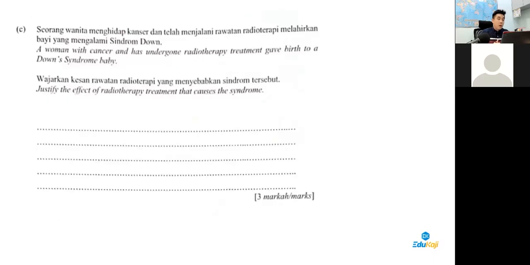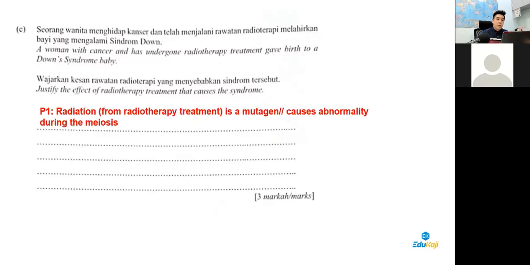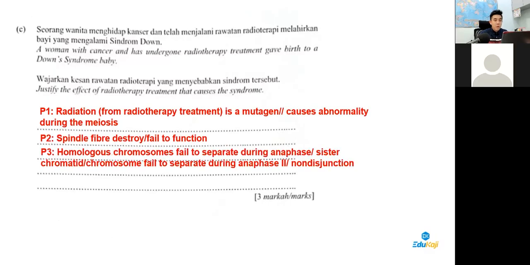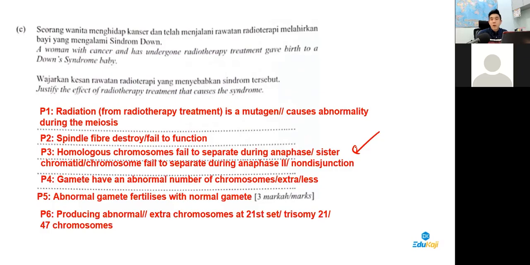A woman with cancer, and then undergone radiotherapy. Wow, this is bad. Gave birth to a Down syndrome child. So this is because of non-disjunction, which means chromosomes fail to separate. Radiation causes abnormality. Spindle fibers cannot be produced. Homologous chromosomes fail to be separated. We call it non-disjunction. Abnormal number, so they have trisomy 21, meaning one extra chromosome at 21.